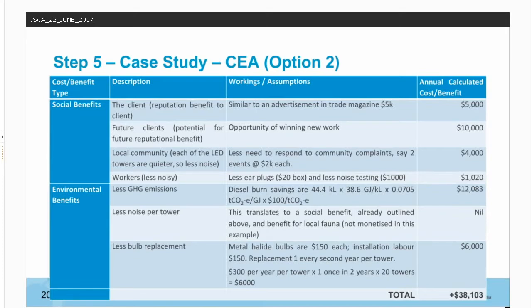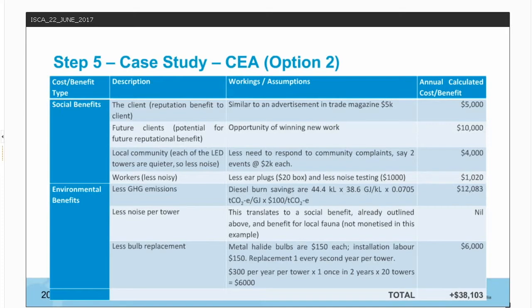I've taken a complete economic analysis of the LED towers to better illustrate the business case. There were no social or environmental costs or negative impacts compared to standard towers. Social benefits included reputational, which are estimated equivalent to an advertisement in a trade magazine, say $5,000. Potential to win further work, estimated to be $10,000. Less community complaints to deal with, and reduced requirement for hearing protection for workers, resulting in less purchase of earplugs. So they're all the social benefits.